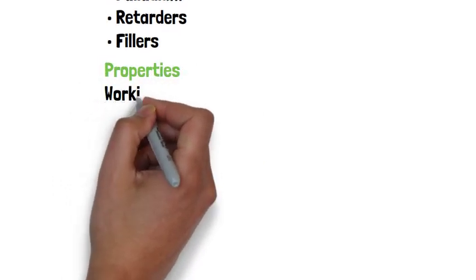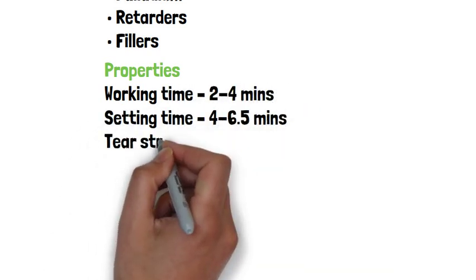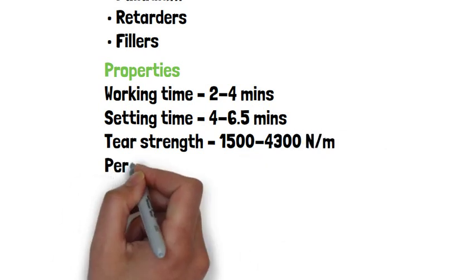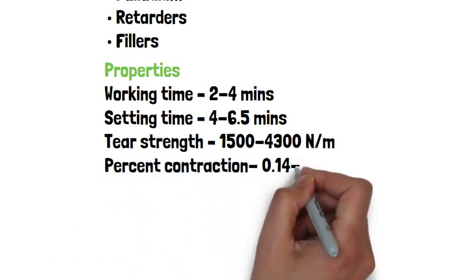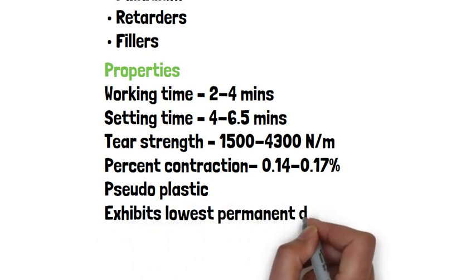Tear strength 1500 to 4300 N per meter. Percent contraction 0.14 to 0.17%. Pseudoplastic. Exhibits lowest permanent distortion.